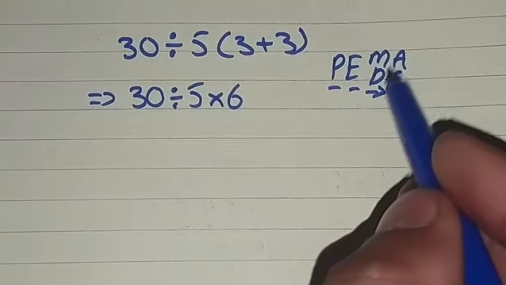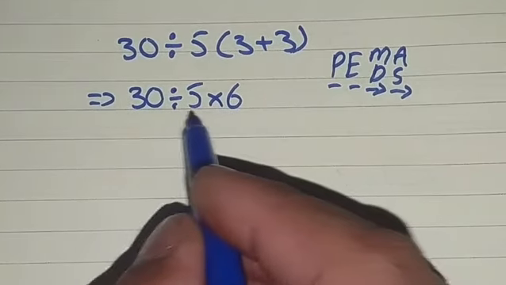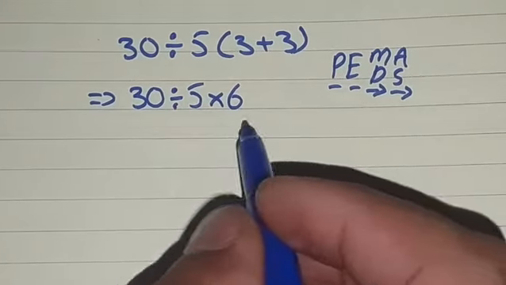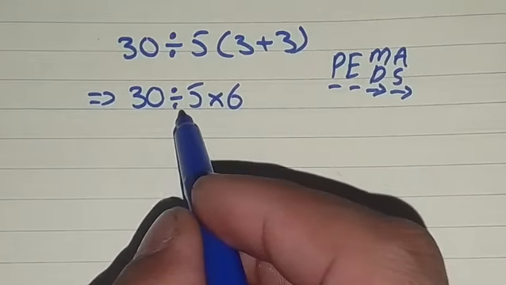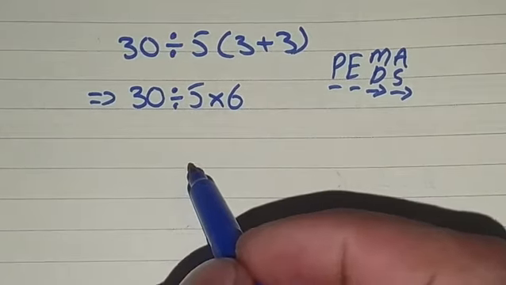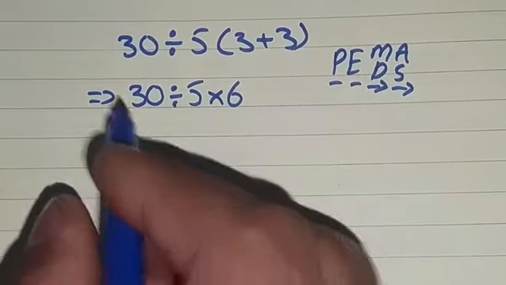According to the rule, multiplication or division we solve from left to right. Now first we solve division, then we solve multiplication, because we have division on the left side and multiplication on the right side. So we solve from left to right. Now on the left side, division.